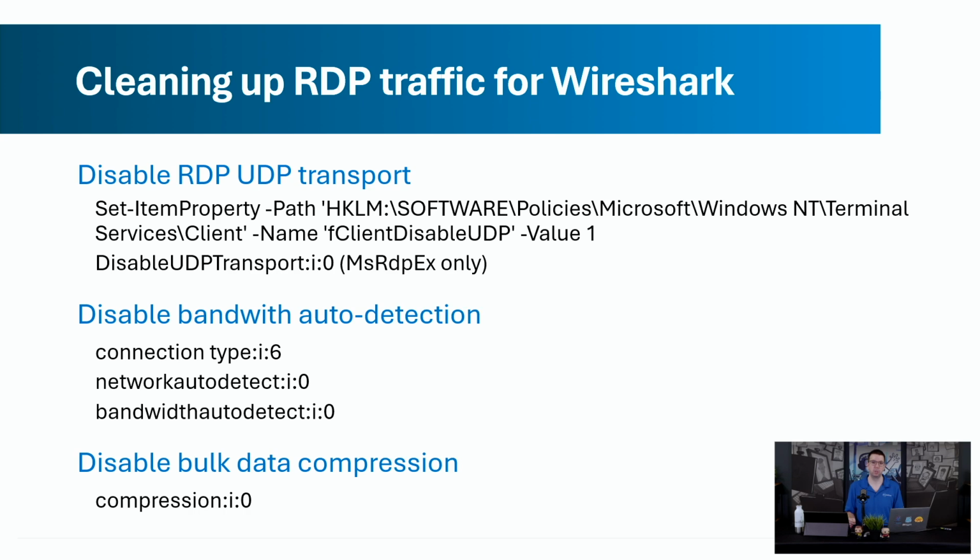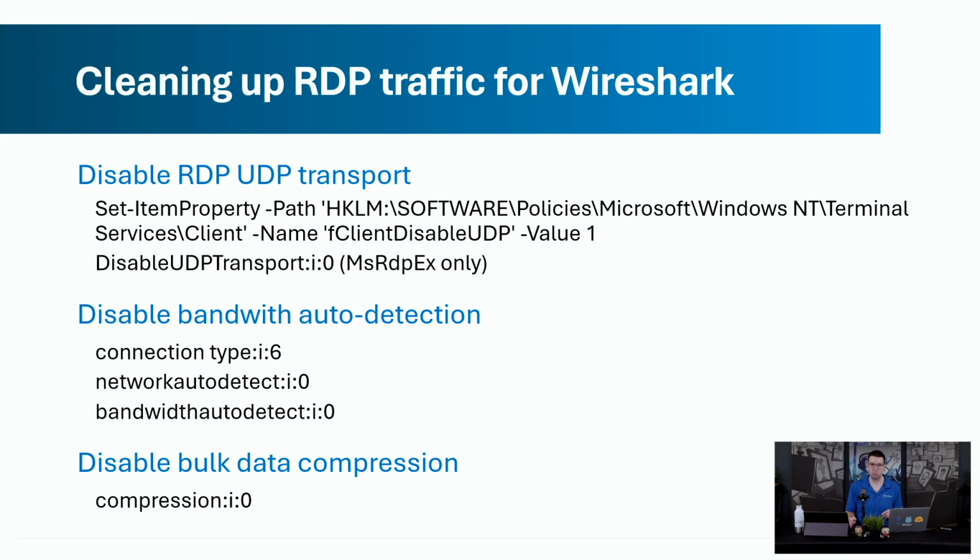The other thing which is very noisy inside the connection sequence in RDP is the bandwidth auto detection. So you will have a lot of traffic at the beginning. It creates a lot of noise. It makes it hard to compare connection sequences easily because of this noise. So add to your .rdp file the three options on the screen: connection type to 6, network auto detect to 0, bandwidth auto detect to 0.